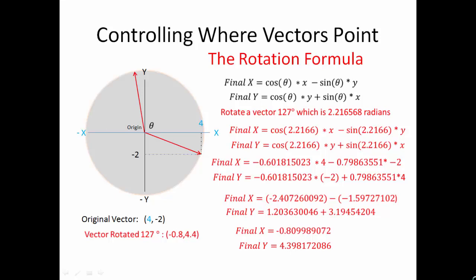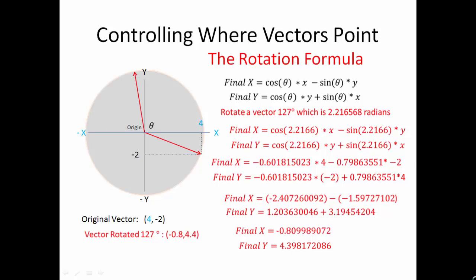Final x equals cosine of the rotation angle times the original x position minus the sine of the rotation angle times the original y position, and the final y position equals the cosine of the rotation angle times the original y position plus the sine of the rotation angle times the original x position. That is the rotation formula.